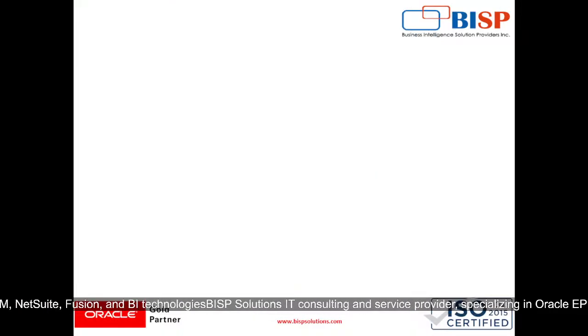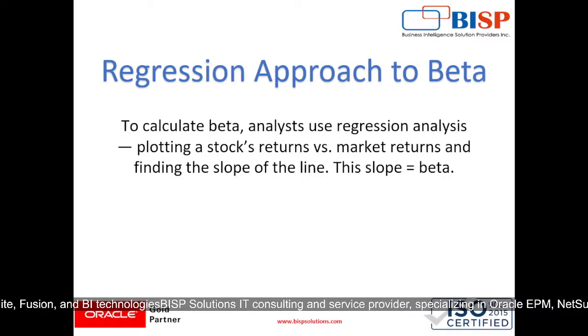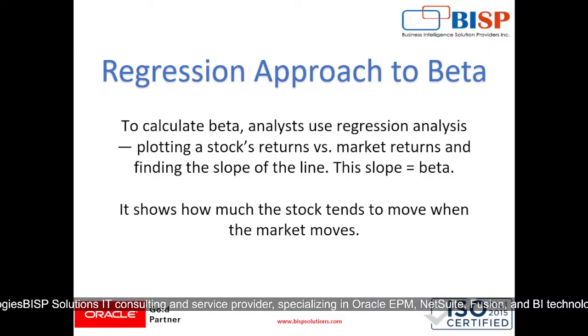Then comes our regression approach to beta. To calculate beta, analysts use regression analysis, plotting a stock's returns versus market returns and finding the slope of the line. This slope is equal to beta, which we have already discussed in our regression, that the slope which comes out is beta, right? It shows how much the stock tends to move when the market moves.